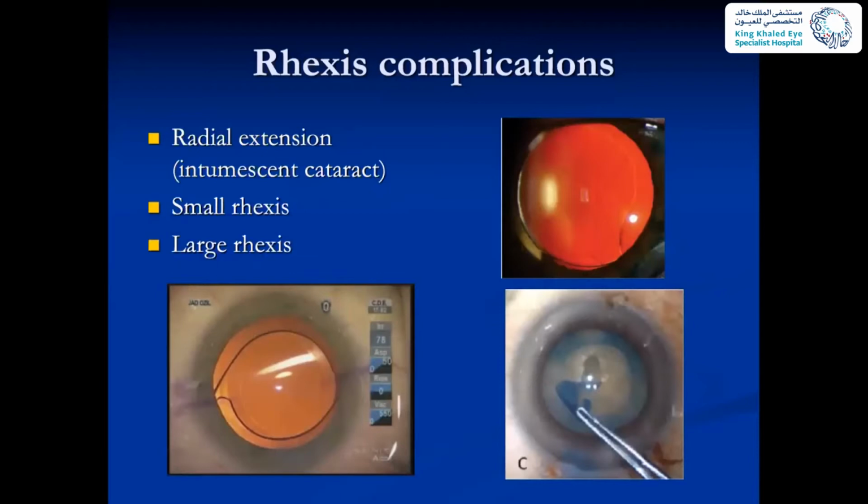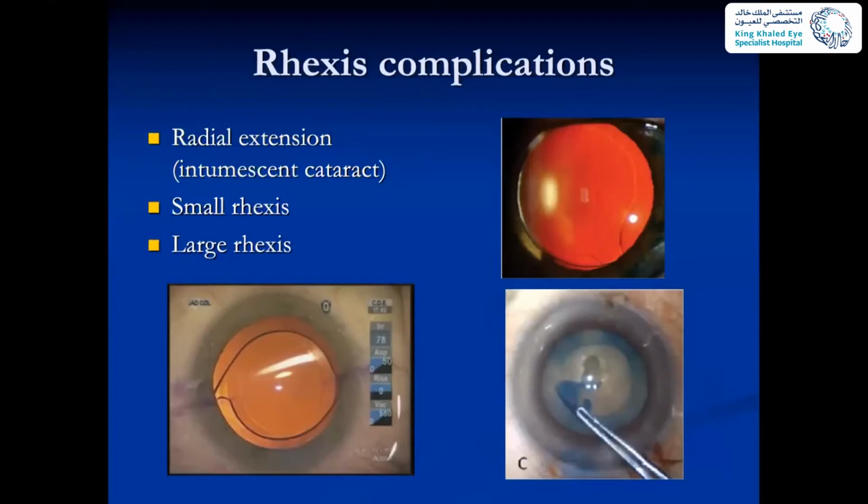When we start doing our capsulorhexis, the most famous complication is extension or escape of the capsulorhexis, first of all beyond the pupil, then it can go to the equator, and if it extends, it can go even to the posterior capsule. We find this radial extension especially if there is an intumescent cataract. Why? Because there is pressure inside the lens, and when we open the anterior capsule, the content of the lens tends to go out. So this causes the rhexis to escape in an uncontrollable manner.